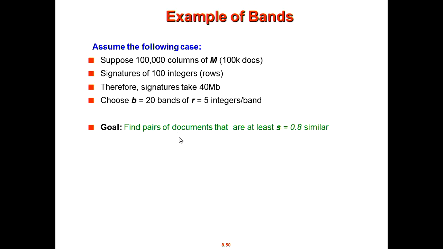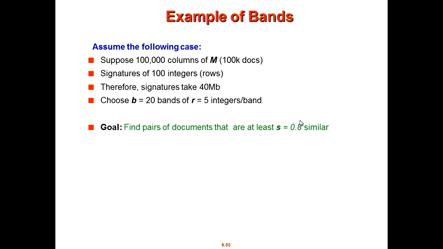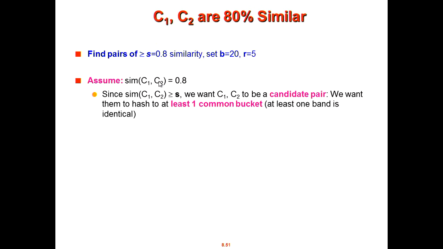Now, assume that we want to find the pairs of documents whose similarity value is at least 0.8. So that's what we want to get. Now let's check some theoretical analysis. For pairs of similarity larger than this threshold, we have B equal to 20 and R equal to 5. We assume that the similarity of two columns is 0.8. So they should be detected, right? Because their similarity is equal to the threshold. If the algorithm is correct, they should be detected. They should be treated as similar because they have 80% in common.